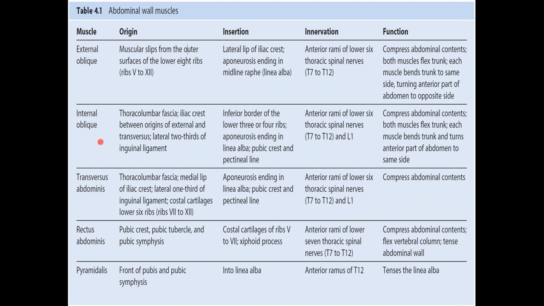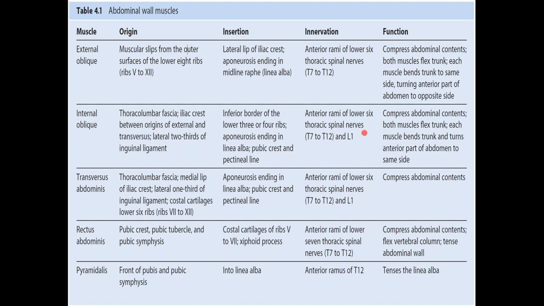What about the internal oblique? The internal oblique originates from the thoracolumbar fascia and also the iliac crest between the origin of the external oblique and transversus, and the lateral two-thirds of the inguinal ligament. So this is the origin of the internal oblique. What about the insertion? The insertion is in the inferior border of the lower three or four ribs, with aponeurosis ending in the linea alba, pubic crest, and pectineal line. This is the insertion of the internal oblique.